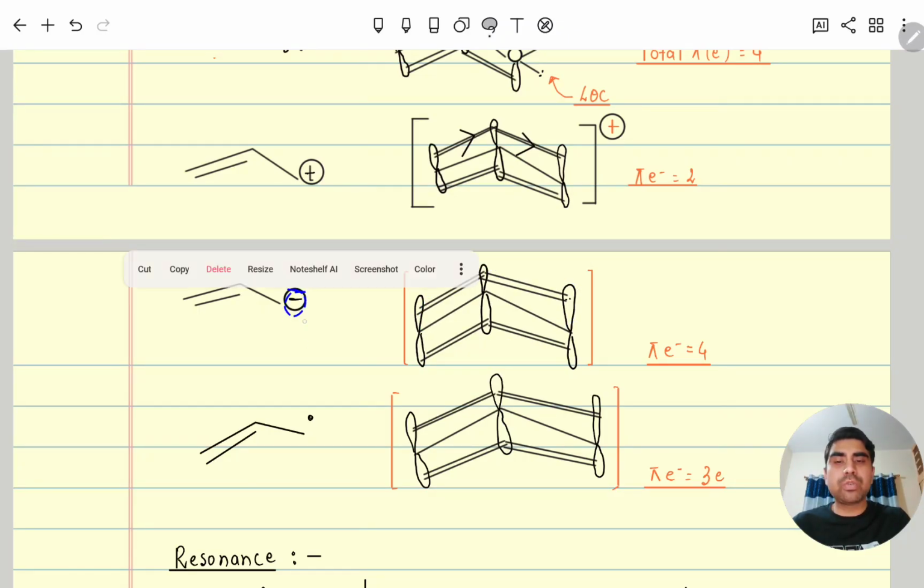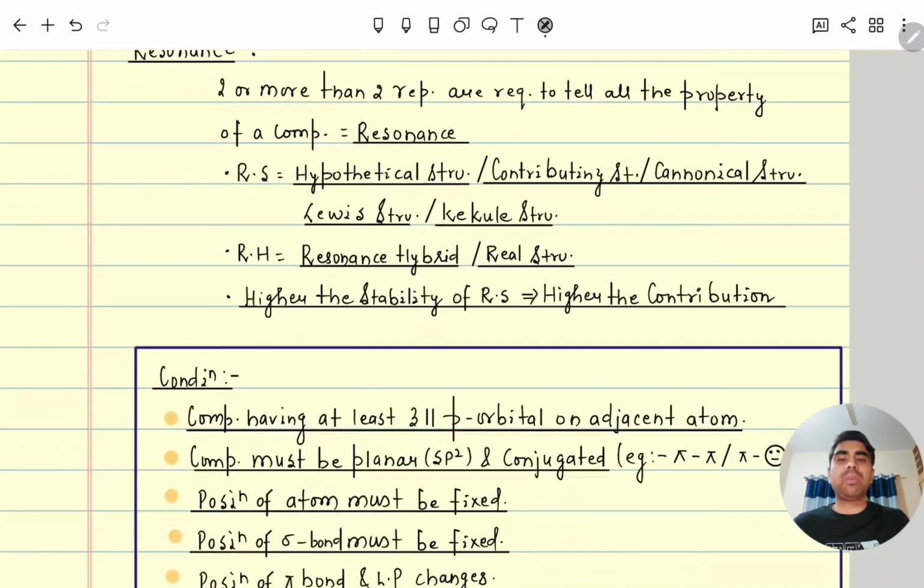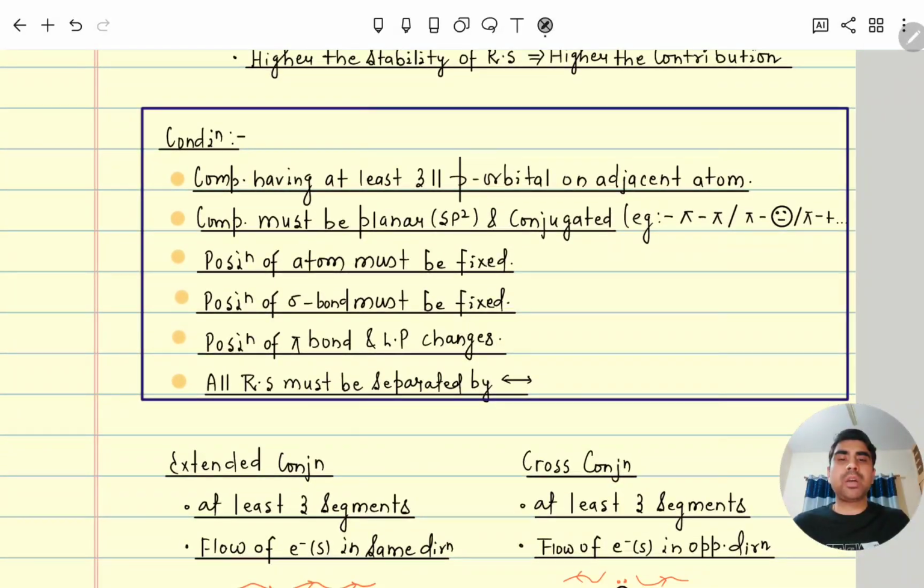This is also sp2 because of the change of hybridization, and this is also sp2, this is also sp2. So the compound is planar, these orbitals are parallel, and electrons are moving from high electron density to low electron density. So the compound must have a minimum of 3 parallel p orbitals, must be planar, and must be conjugated, meaning pi-single-pi, pi-single-negative, pi-single-positive, pi-single-free radical, and so forth. In resonance, always remember the position of atoms is always fixed. The position of atoms is not changing.